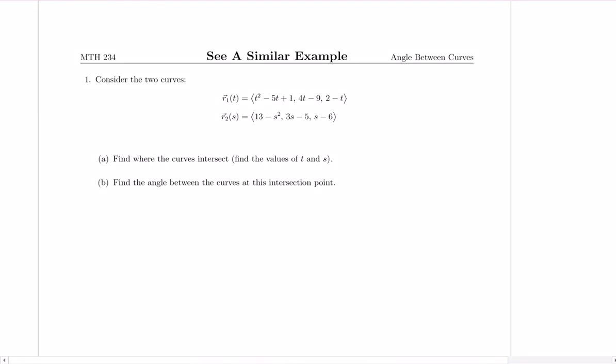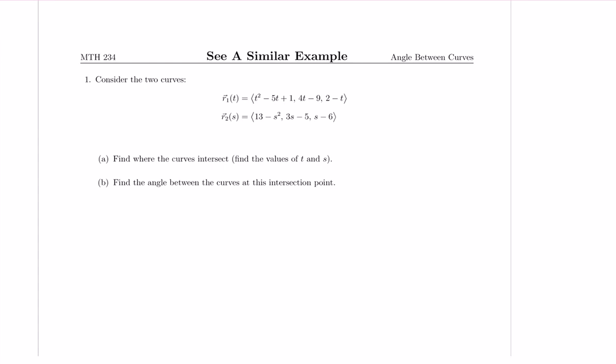In this video we will find where two curves intersect and then also find the angle between the curves at the point of intersection. So first in part A, just find where the curves intersect.